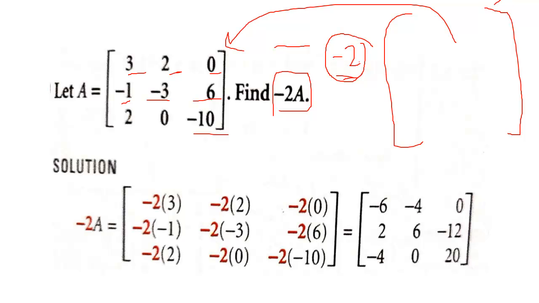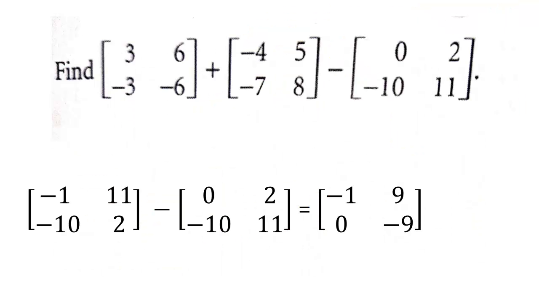Okay, so negative 2 by 3, negative 6. Negative 2 by negative 1, 2. Negative 2 multiplied by 2, negative 4. Negative 2 multiplied by 2, negative 4. Negative 2 multiplied by negative 3, so negative by negative, positive 6. Negative 2 by 0, 0. Negative 2 by 0, 0. Negative 2 by 6, negative 12. Negative 2 by negative 10 is 20. So let's see the last one.